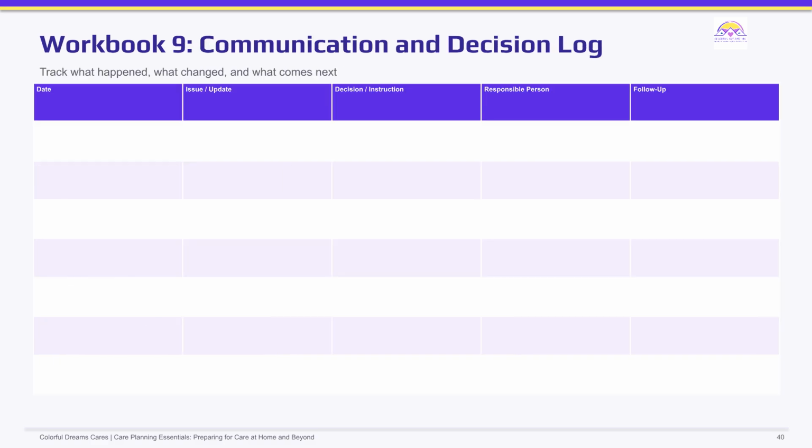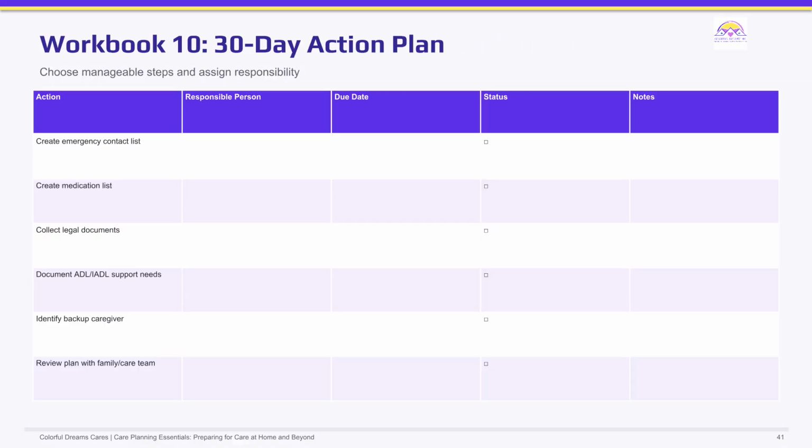The communication and decision log is a practical tool for keeping entries short and factual. You can maintain this in your binder or as a shared document to track what happened, what changed, and what needs to happen next. We wrap up the workbook with a 30-day action plan.